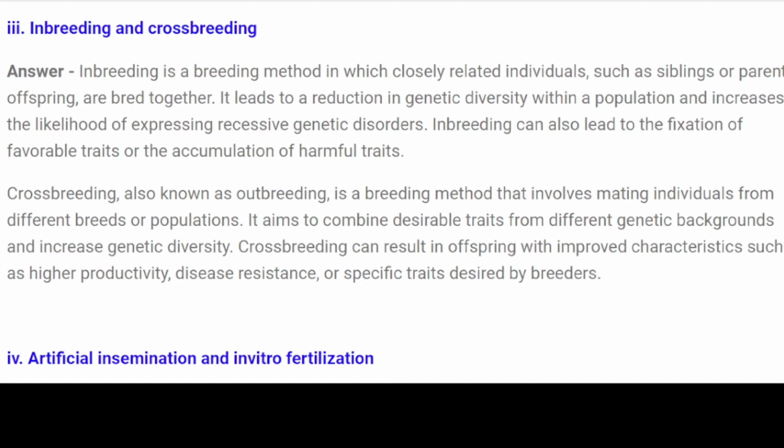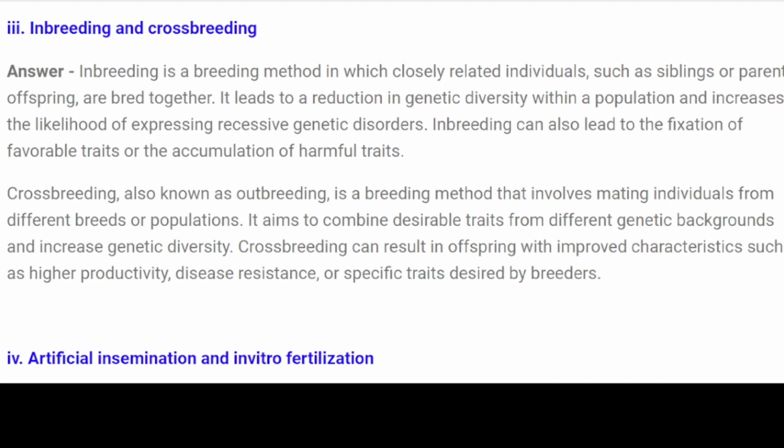3. Inbreeding and crossbreeding. Answer: Inbreeding is a breeding method in which closely related individuals, such as siblings or parent and offspring, are bred together. It leads to a reduction in genetic diversity within a population and increases the likelihood of expressing recessive genetic disorders. Inbreeding can also lead to the fixation of favorable traits or the accumulation of harmful traits.